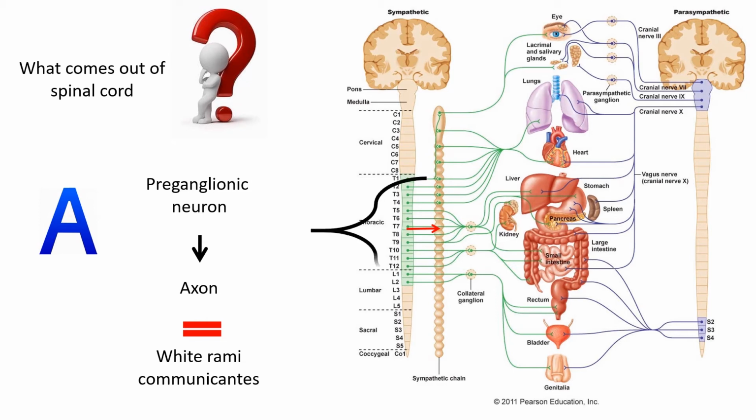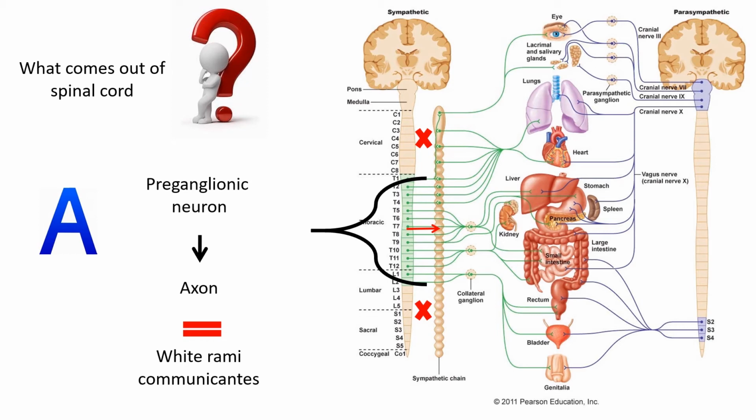What is the next question? This is the classical outflow of the sympathetic system. What about cervical segments? Cervical segments don't send white rami. How do we have sympathetic ganglia in the cervical region? The answer is yes, we do. And do we have sympathetic ganglia below L2? The answer is yes, we do.